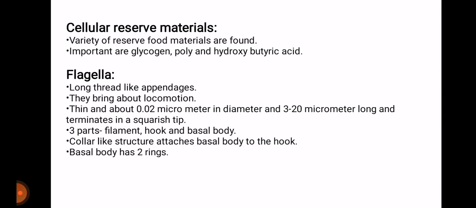So, the next one is cellular reserve materials. A variety of reserve food materials are found in bacterial cells. Starch, glycogen and poly-beta-hydroxybutyric acid are important among the cellular reserve materials. And the next one is flagella.